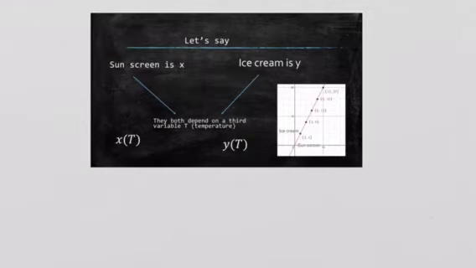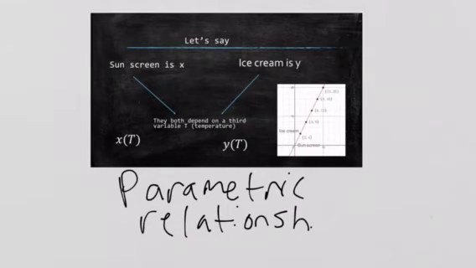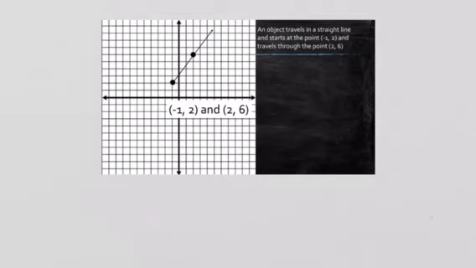And that's what it means to define something parametrically. This is a parametric relationship. Okay, it's two variables defined in terms of a third variable. So this is going to be helpful when we talk about an object that's traveling through the air.